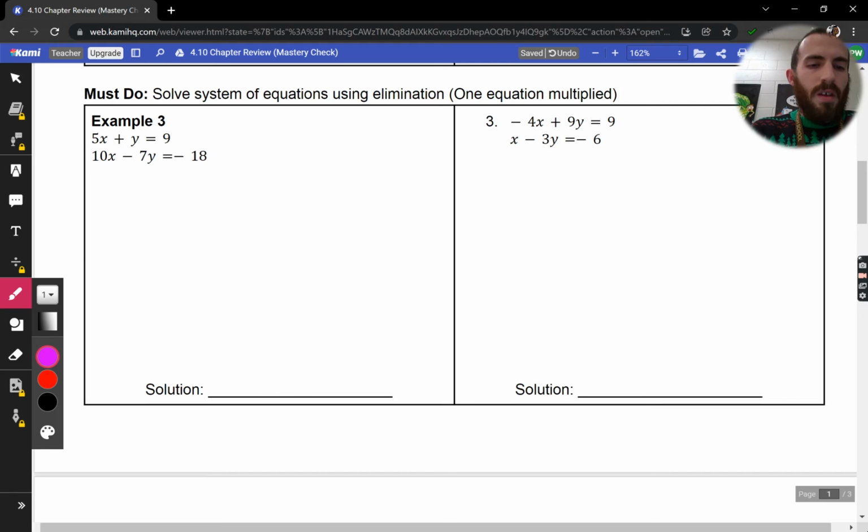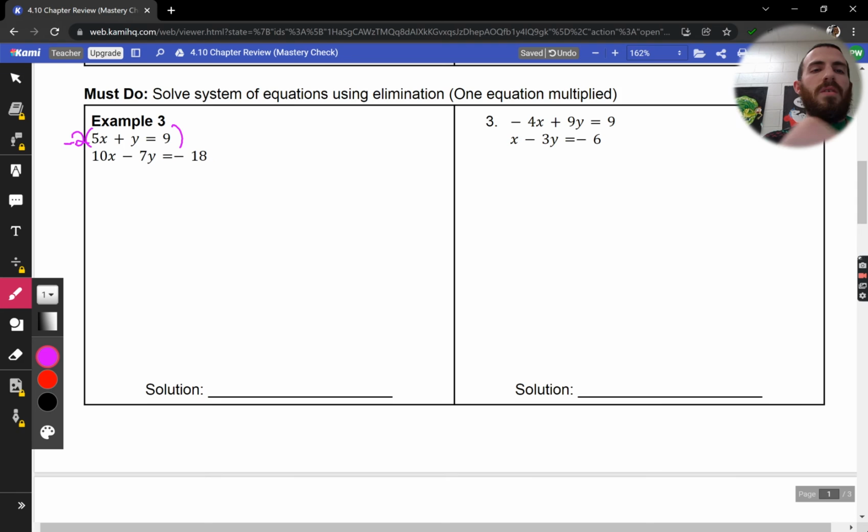Now we have to ask ourselves, is there anything we can multiply this 5 by to make it a 10? And we can. We're going to multiply this entire top equation by 2 so that we can make it a 10. Now with elimination, we don't just want them to be the same numbers. They have to be the opposite signs so that they'll eliminate when we add them together. So instead of multiplying just by a 2, we multiply it by a negative 2.